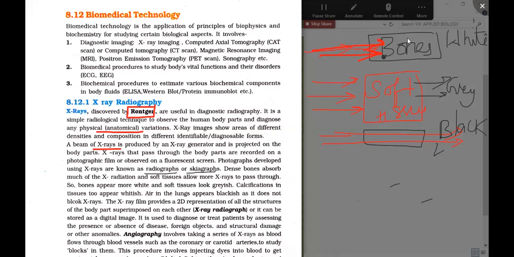As I said to you, in any technology, we have to remember one is the mechanism and the other is what it is used for. Mechanism and uses. Okay. Besides this, some general information: we said X-rays are Röntgen rays, right?